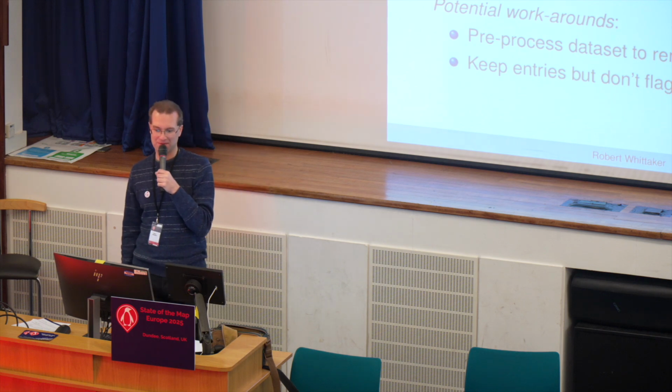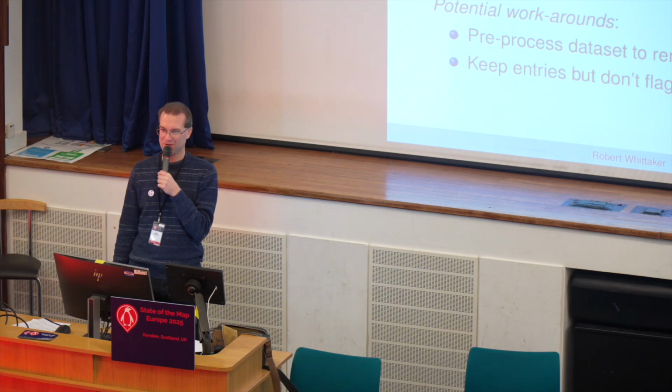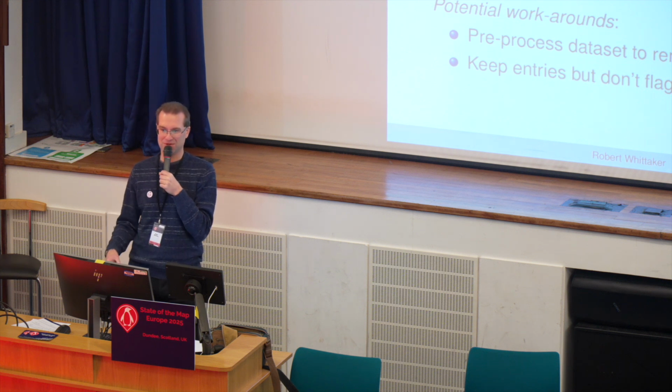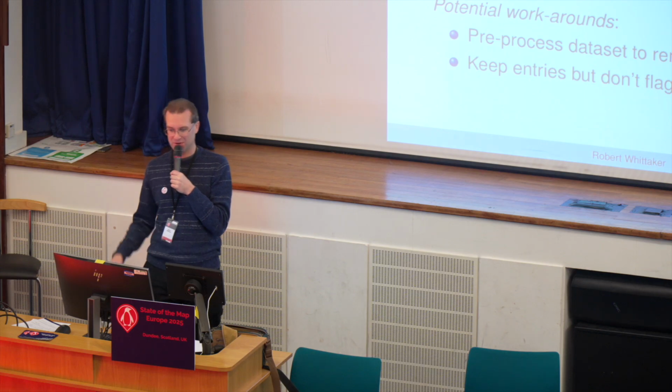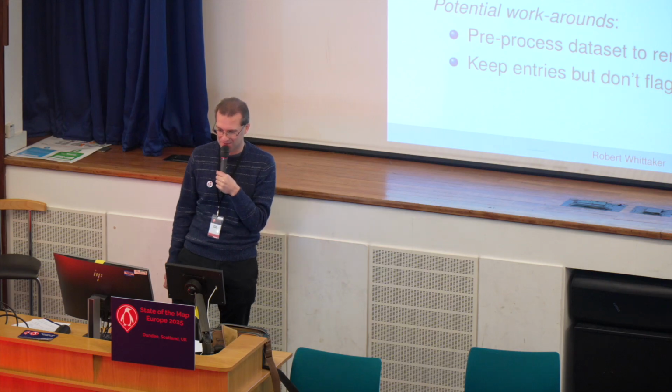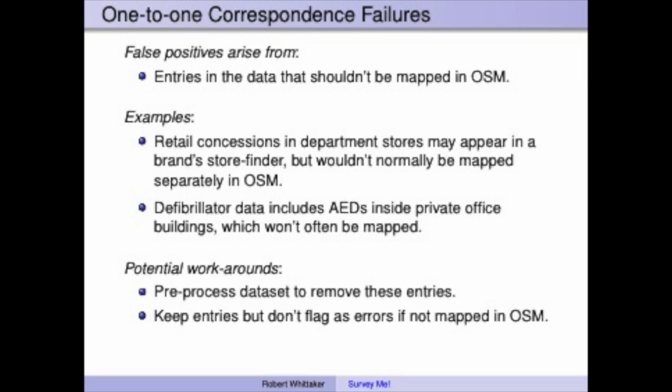The defibrillator data that I've got includes defibrillators that are inside private office buildings, and whilst the office building might be happy to give someone the defibrillator if they're having an emergency, it's not something that we'd generally be able to go and map easily. So we wouldn't necessarily expect them to be in OpenStreetMap and probably don't want to flag them up as missing. So there are a few workarounds to be implemented in any tools. Maybe pre-process the data sets to remove any of these items that you don't want, or maybe keep the entries but don't flag them as errors if they don't appear in OpenStreetMap.